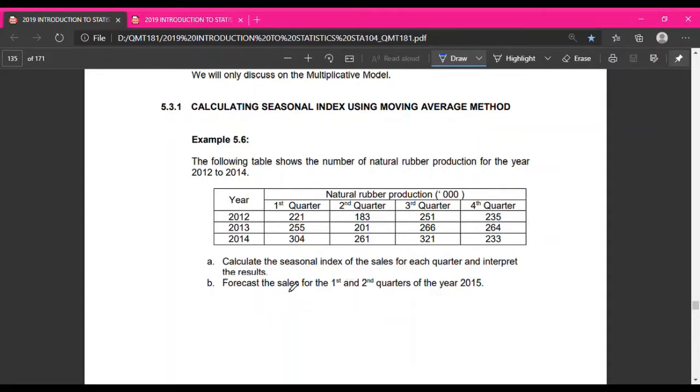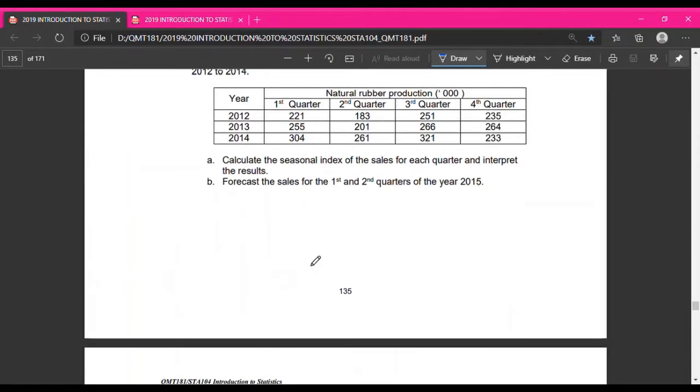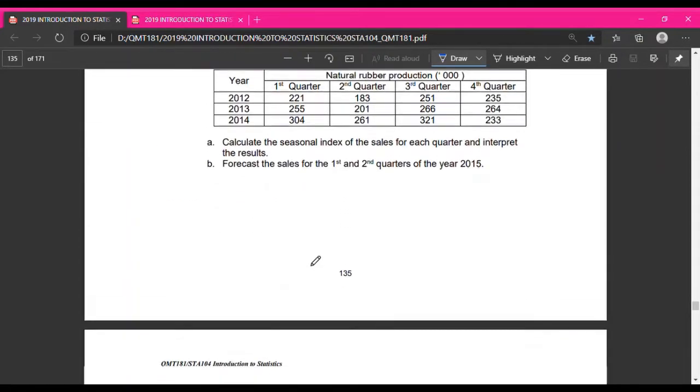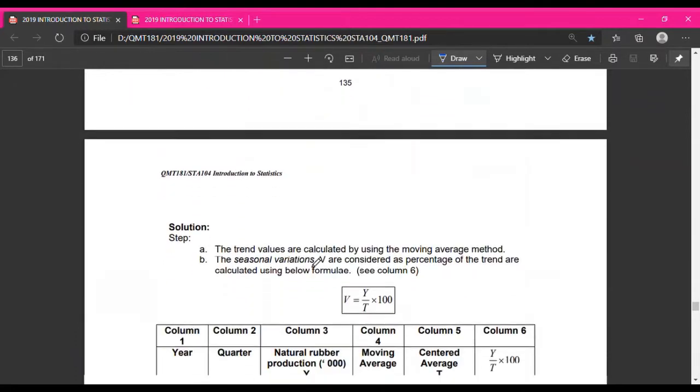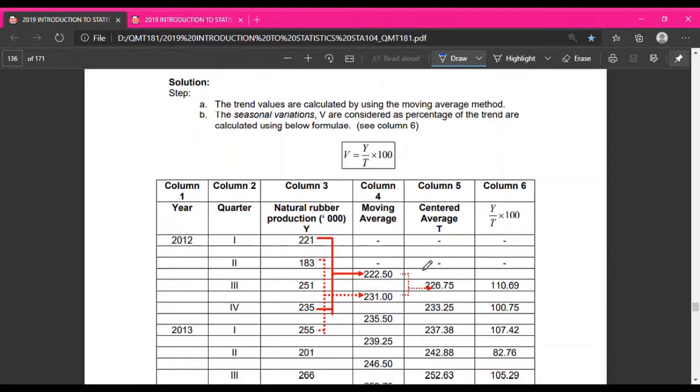Let us answer question A first. Calculate the seasonal index. In order to find the seasonal index, we need to determine the value of trend first, using the moving average method. After finding the trend, we need to find the seasonal variation. The notation is V, which is Y divided by T. Y is our variable, the rubber production, divided by T, which is our moving average or trend.